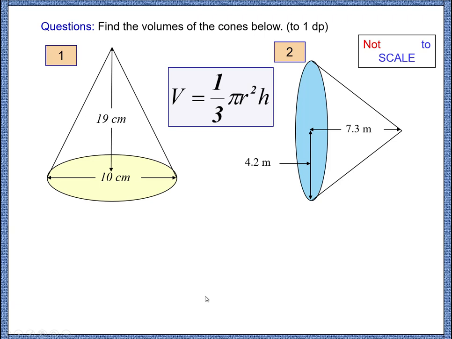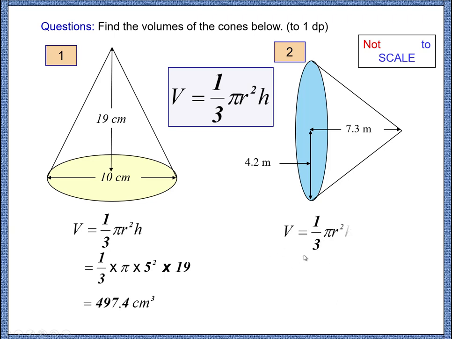Okay, good. So always write the formula down. 1 over 3 times pi times half of the diameter, which is 5, squared, times 19. You should have got 497.4 centimeters cubed. Green pen tick. Similarly, this one is much easier. You don't have to halve the diameter, the radius is given, and you should have got 134.8 to 1 decimal place.